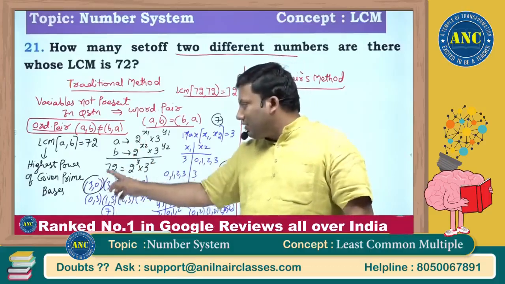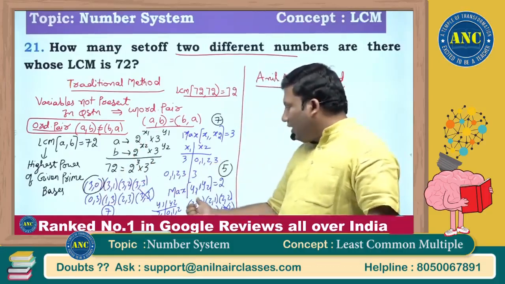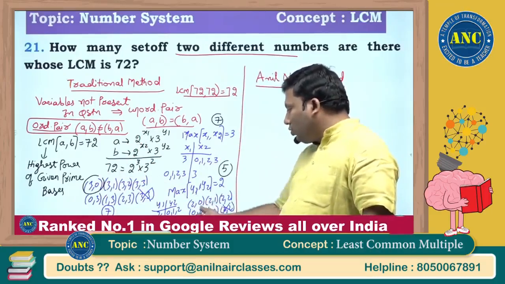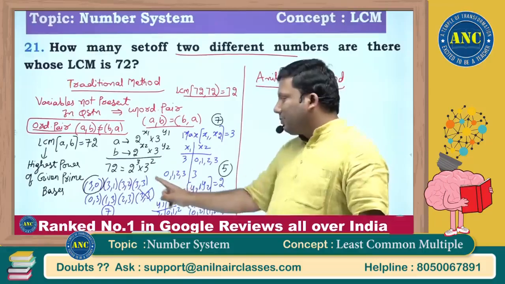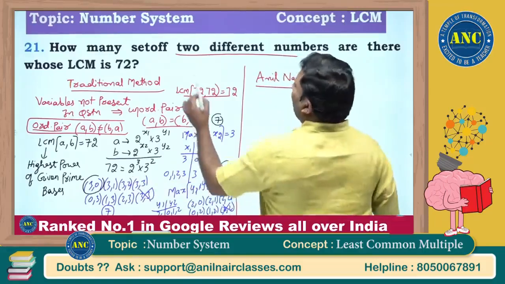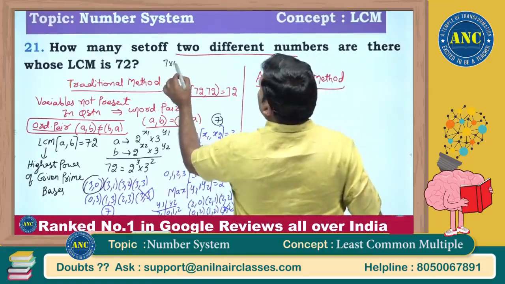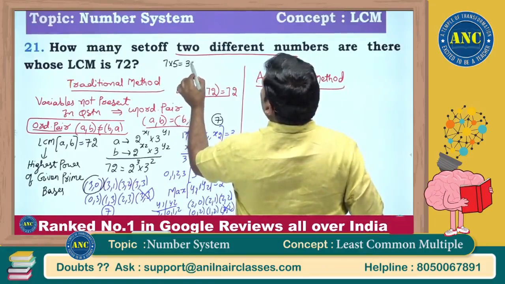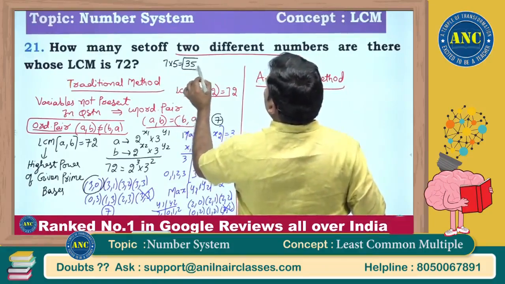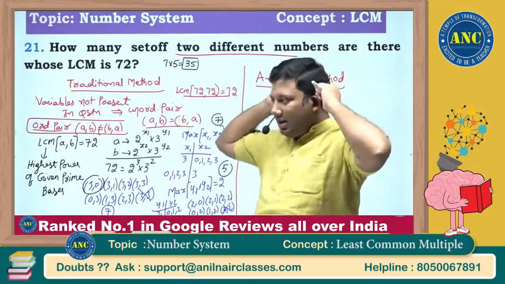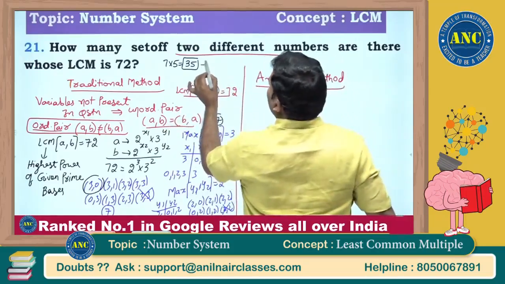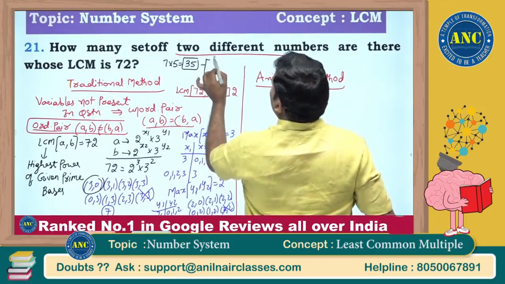If x1 takes 3 and x2 takes 0, then y1, y2 can be 2, 0; 2, 1; 2, 2; 0, 2; 1, 2. For one value, there are 5 subcases. So 7 into 5, 35 cases. How many values can A, B take such that the LCM of A, B is 72? The answer is 35, but in this 35, it is an ordered pair.